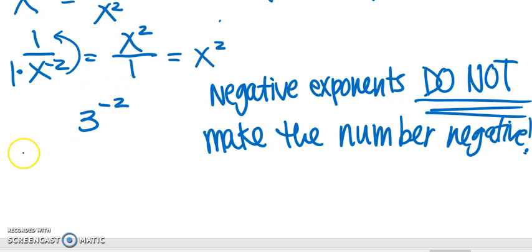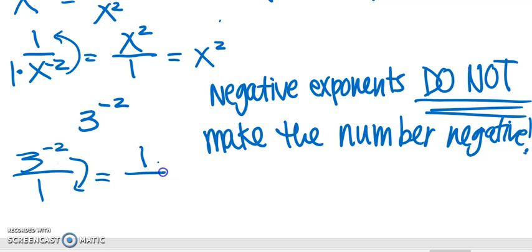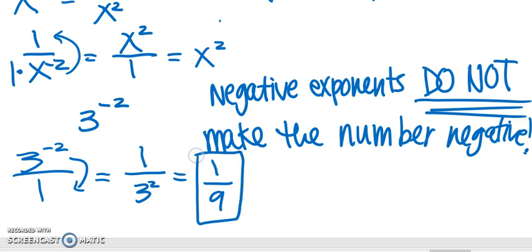So actually, I'm going to show you what that is. So again, that's 3 to the negative 2, technically over 1. So it gets moved to the bottom. So at the top, we're going to have a 1. And at the bottom, we're now going to have 3 squared. But we all know what 3 squared is. That is 9. So 1 over 9 would be your answer. So 1/9 equals 3 to the negative 2. Is that negative? No.